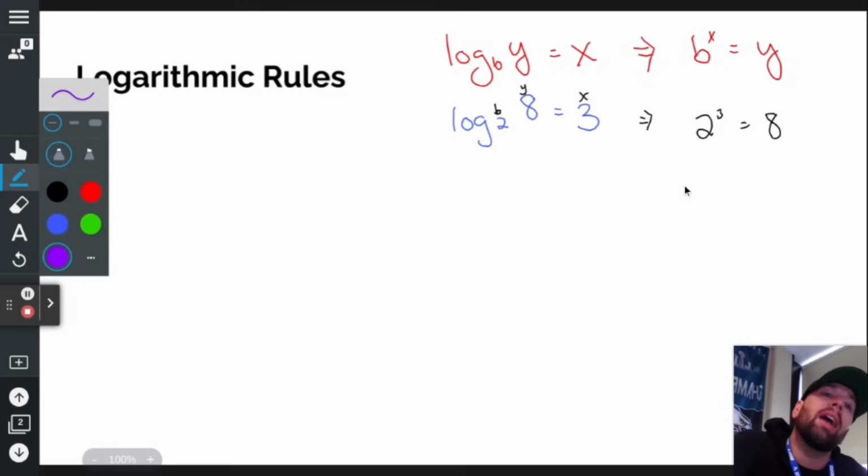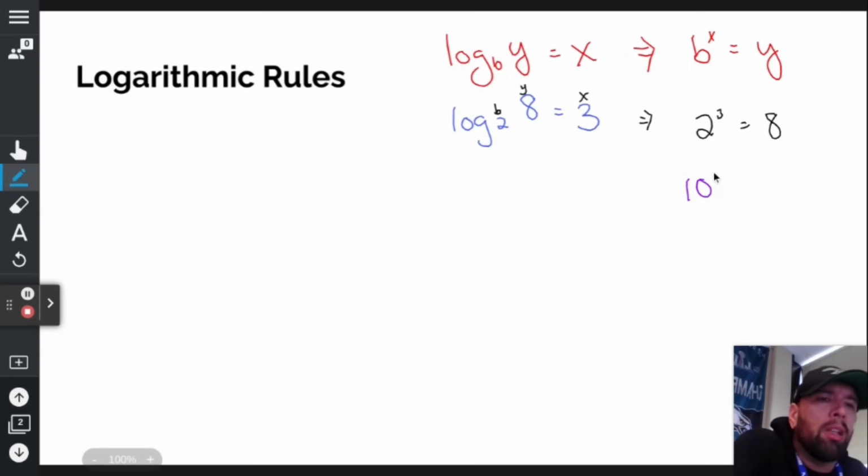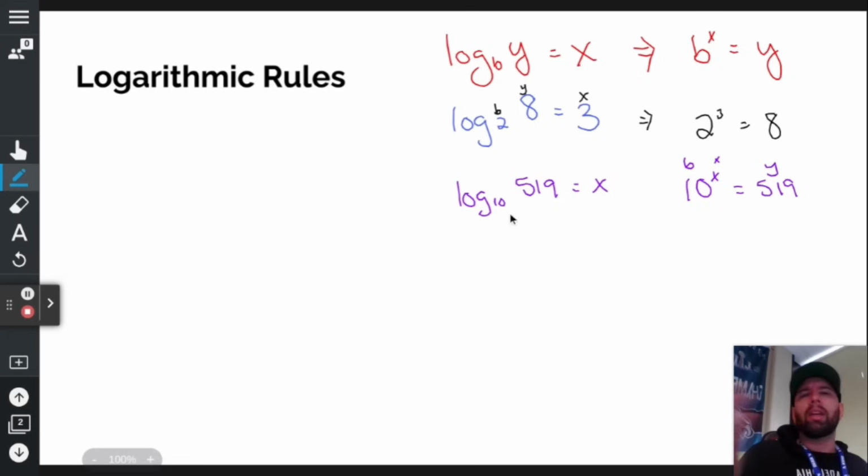Way number two is I give you exponential form. So something like 10 to the x equals 519. Now this is a calculator type of problem, but you get the idea. We would write that out as, well, let's call you b, and let's call you x, and let's call you y. We would write that out as log base 10 of 519 equals x. Then we would use our calculator to solve that.